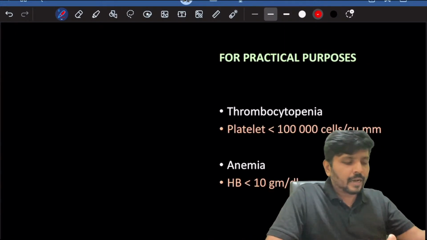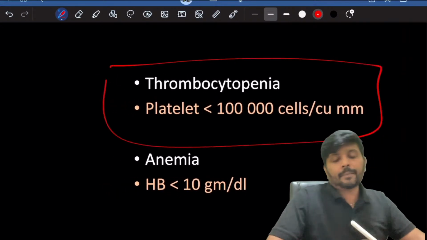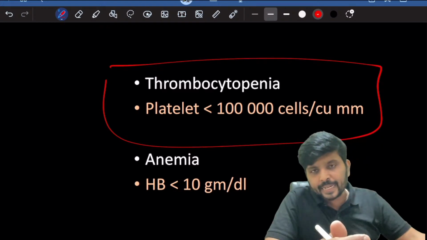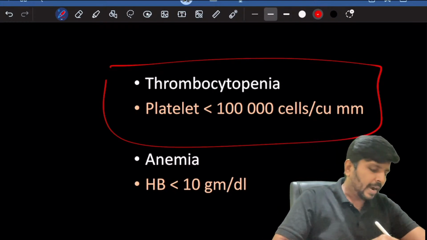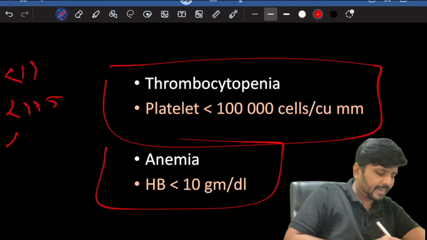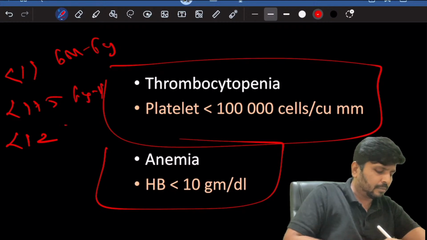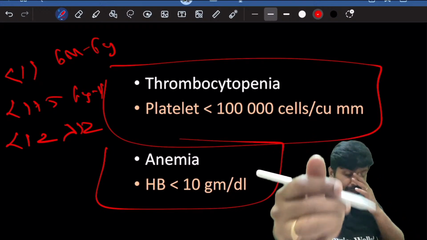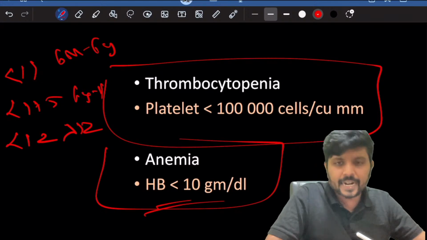Then what about platelets? Even though a platelet count of less than 1.5 lakh is called thrombocytopenia, for practical purposes a platelet count of less than 1 lakh should be given importance, right? Anemia: even though the definition says less than 11, less than 11.5, less than 12, based on age, for 6 months to 6 years, 6 years to 11 years, more than 11 years, you have that kind of WHO definition for anemia. But for practical purposes, a hemoglobin of less than 10 gram per deciliter should be called anemia.